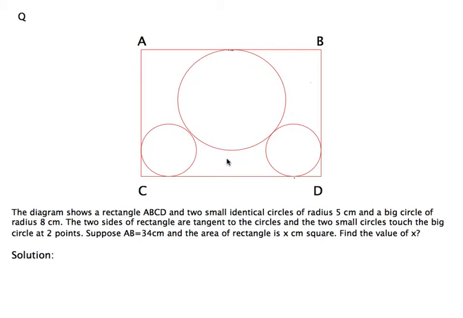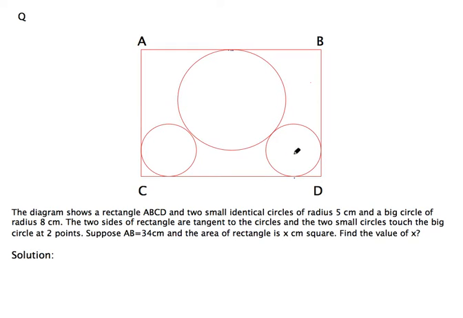The diagram shows a rectangle ABCD, you can see here ABCD, and two small identical circles of radius 5 cm. So these are the small circles, right? Two identical small circles with radius 5 cm and a big circle of radius 8 cm. So this is the big circle, which has a radius of 8 cm. So the two sides of the rectangle are tangent to the circle. So you can see here, these lines, this is the length of the rectangle and it is tangent, and this is the breadth, so they are tangent to the circles.